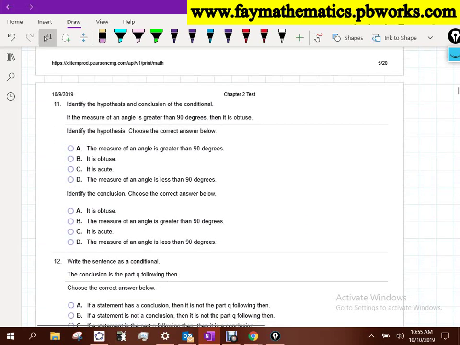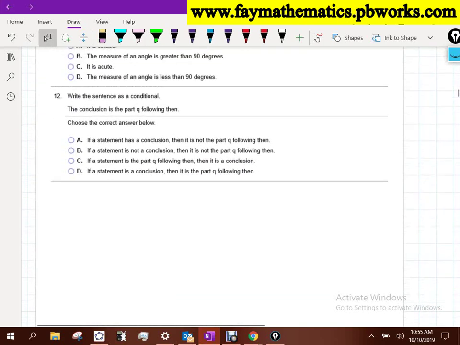All right, so this one here is identify the hypothesis and conclusion. So remember, the hypothesis comes after the word if. Conclusion is after the word then.